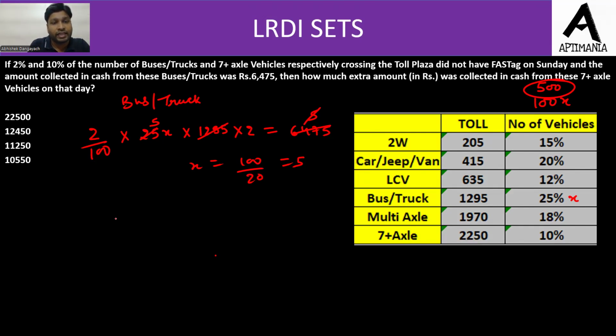So 7 plus XL vehicles were 10%. So 10% of 500 is 50 vehicles, and out of those 50 vehicles, 10% paid extra. So 10% is 5 vehicles. How much would they have paid? 2250 rupees into 2. This is what they would have paid.